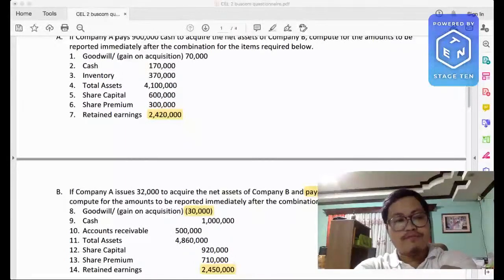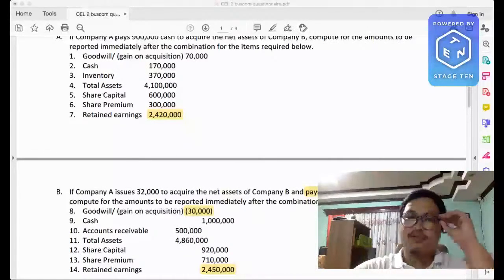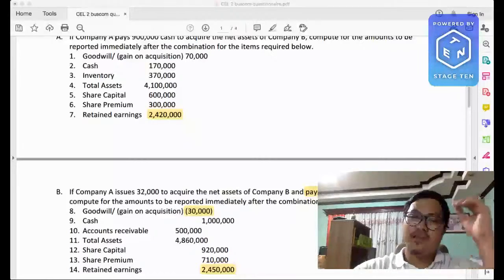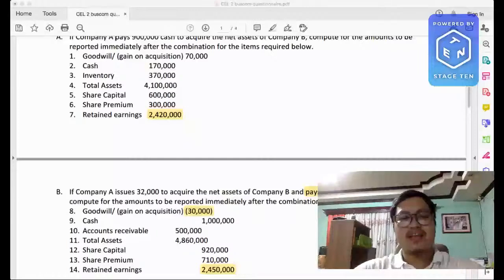Okay, so if you're asked for the shareholders' equity to be reported immediately after the combination, class, make sure to check whether the consideration is in shares or not. If it's in shares, that should raise a flag, and that should make you more vigilant that there are things that you have to be careful of. If the consideration is in cash, then you can relax, class, and simply rely on the balances reported by the surviving entity immediately before the combination. Okay? So if the consideration is in shares, what are the things you have to be careful of?